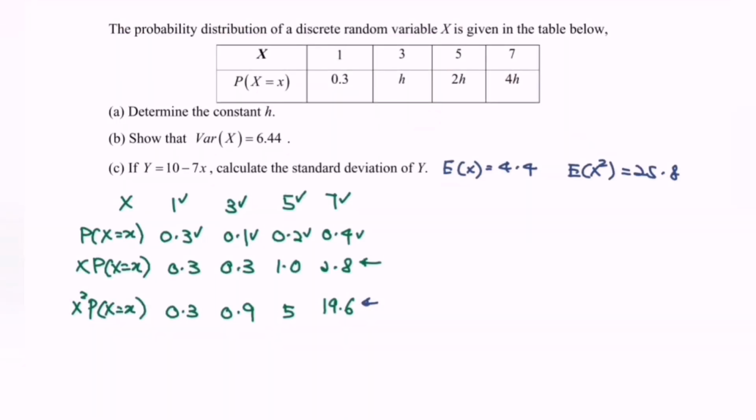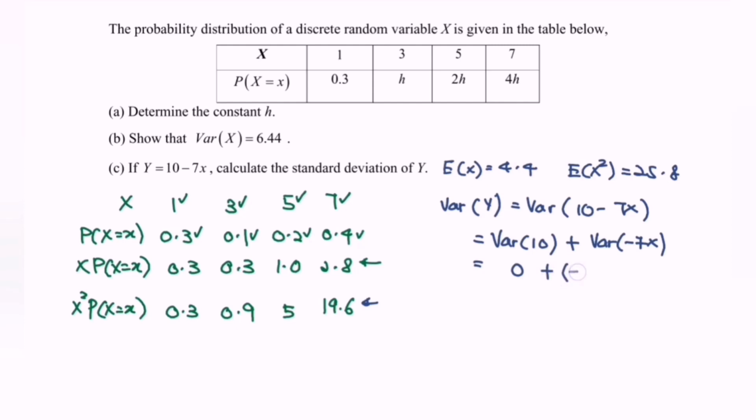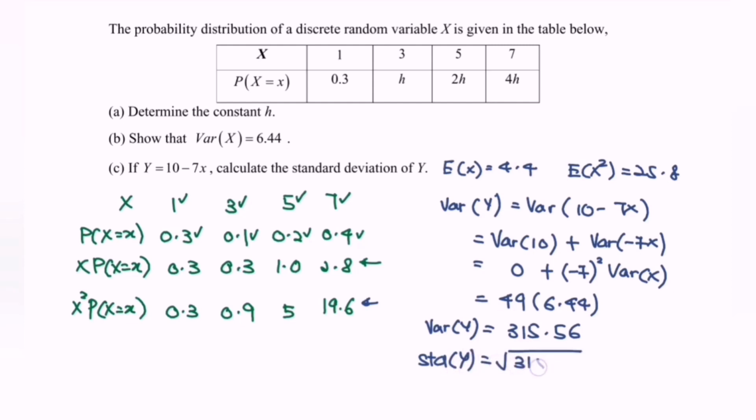Next is to find part C, where the variance of y is equal to the variance of bracket 10 minus 7x. So kindly expand, where we have the variance of 10 plus the variance of negative 7x. Kindly refer to the properties, and here we have 0 plus bracket negative 7 squared variance x. Simplify, and we will have 49 multiplied with the variance of x, which is 6.44. So the variance of y is equal to 315.56. The standard deviation for y is equal to the square root of 315.56. So the standard deviation for y will be equal to 17.76.